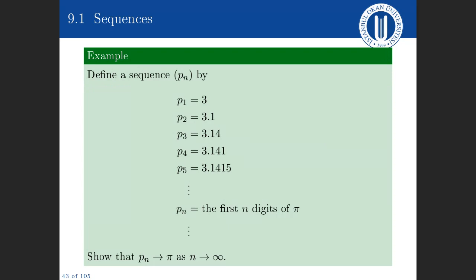Another idea. Let's define a sequence Pn like this. First 3, then 3.1, then 3.14, 3.141, and so on. I want Pn to be the first n digits of pi. Show that Pn converges to pi as n tends to infinity.